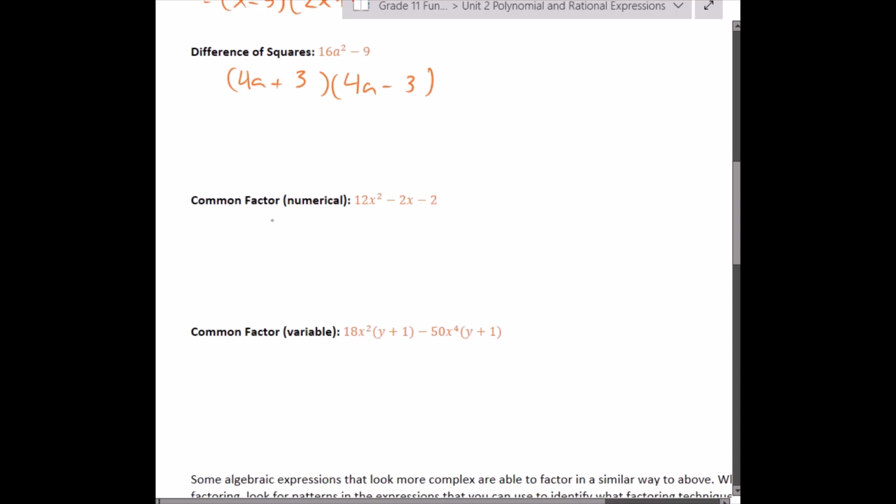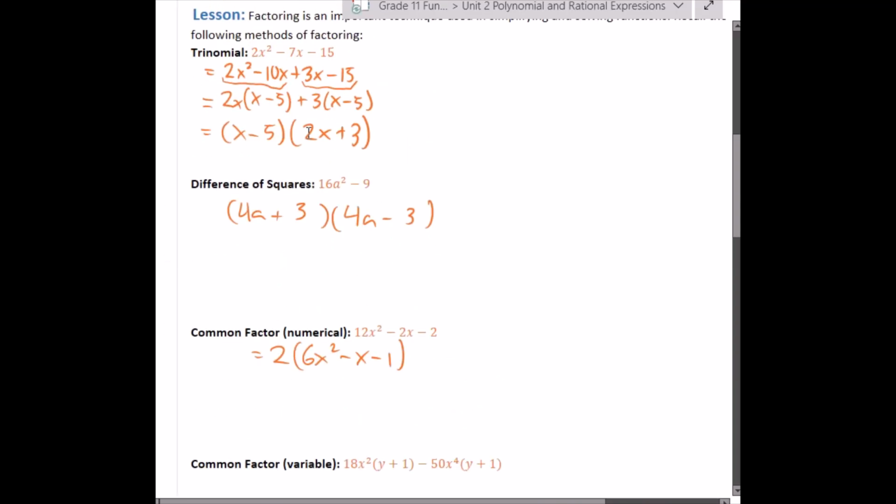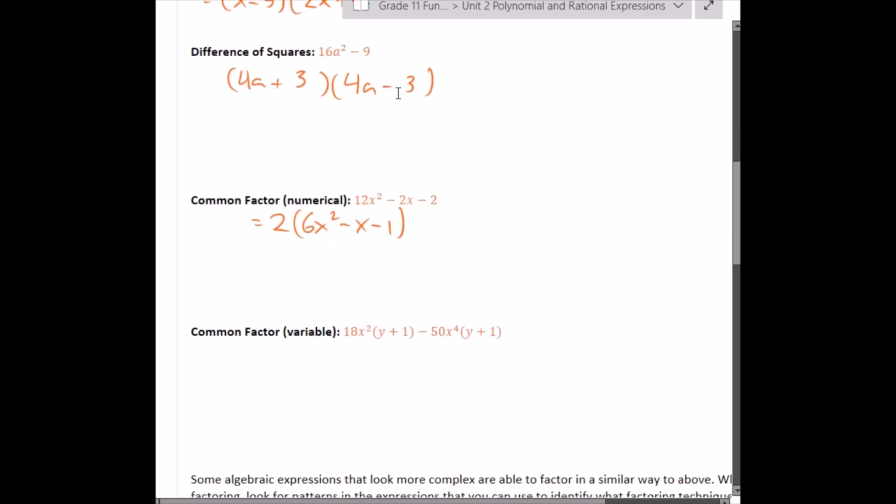So that gives me 2 times 6x squared minus x minus 1. And now this works in the same way as a trinomial as we did above, where we need two values that multiply to a times c and also add to b. So our b value here is -1, our ac value is -6.